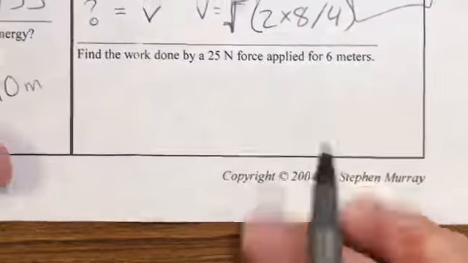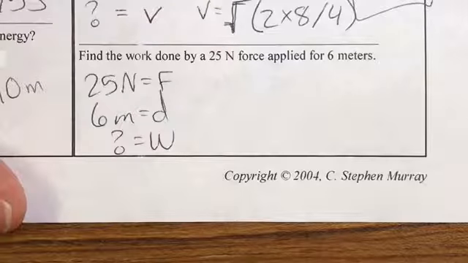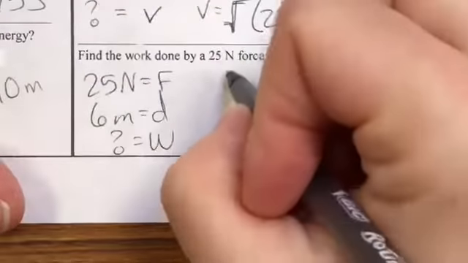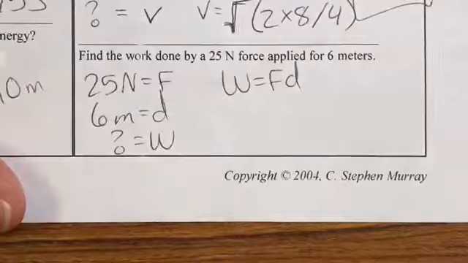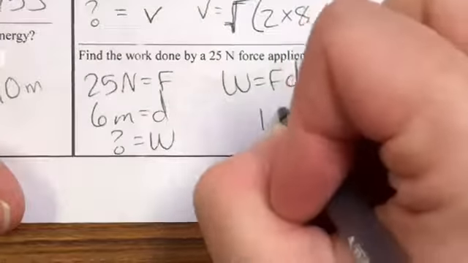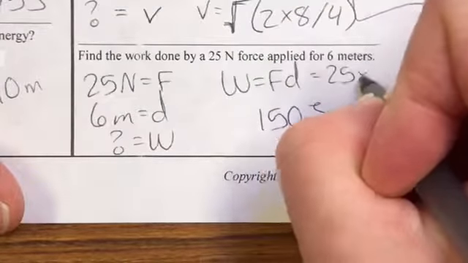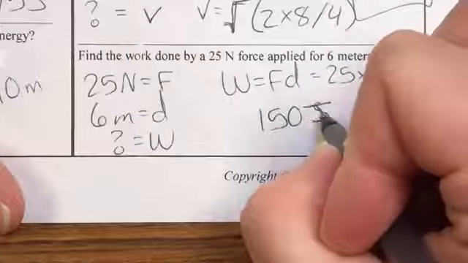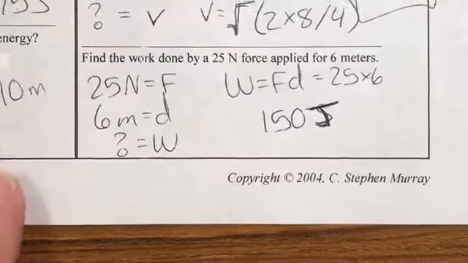Okay, last one. We've got 25 Newton, that's force, 6 meters, that's distance. Question is asking for work. Well, if you notice, that's not either the kinetic energy formula or the potential energy formula. That's the work formula. Work is force times distance. So we take the 25, multiply it by 6, and that gives us 150 joules of work. Remember, energy and work are both measured in joules. And that is the worksheet.